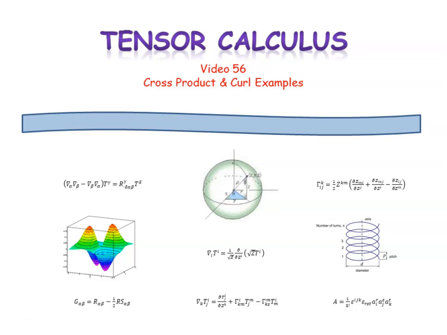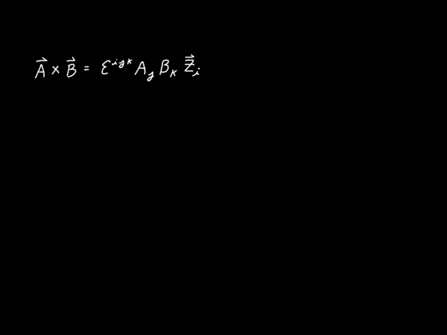In video 56 of Tensor Calculus, we're going to demonstrate what the cross product and curl look like in each of our sample coordinate systems. Now before we go to our individual coordinate systems, I want to reorganize this expression a little bit to make it easier to work with, and you're going to see an interesting pattern evolve.